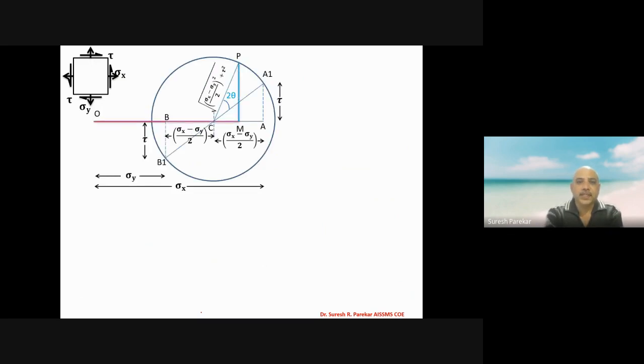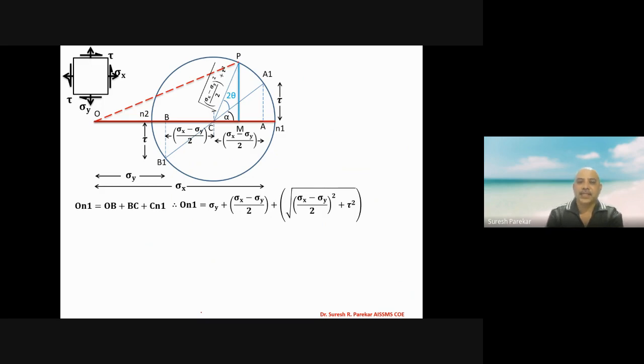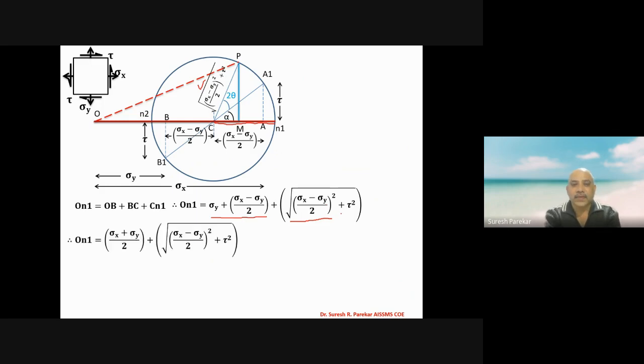Then we have the principal stresses. You can see we have a principal stress, and that is equal to ON1. Now how will we calculate ON1? ON1 is equal to OB plus BC plus CN1, where CN1 is the radius. So sigma y plus (sigma x minus sigma y)/2, these two terms we have the same as in the normal stress, plus the radius, because CN1 is the radius, and the radius value is root of ((sigma x minus sigma y)/2) whole square plus tau square. If we simplify the first two terms, we get (sigma x plus sigma y)/2 plus root of ((sigma x minus sigma y)/2) whole square plus tau square.